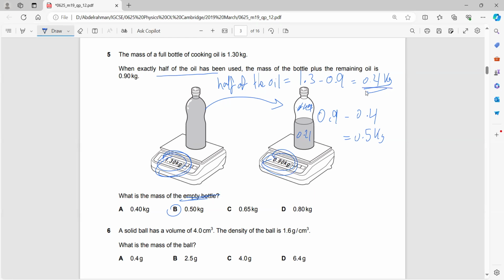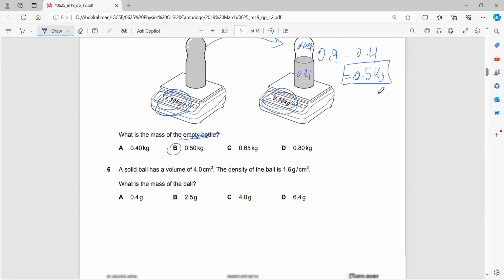So you removed how much? What was the difference? 0.4. So this is half of the oil, 0.4 kilograms. What if I removed the remaining half of the oil, the remaining 0.4 kilograms, so the bottle is completely empty? The mass of the empty bottle would be 0.5 kilograms. Okay, thank you. You're welcome.